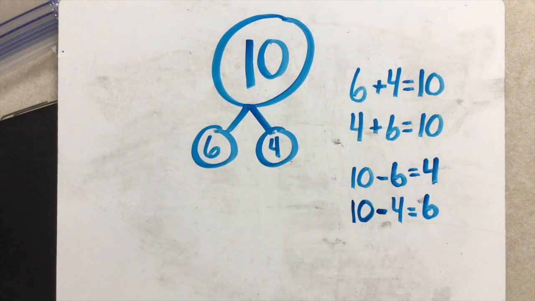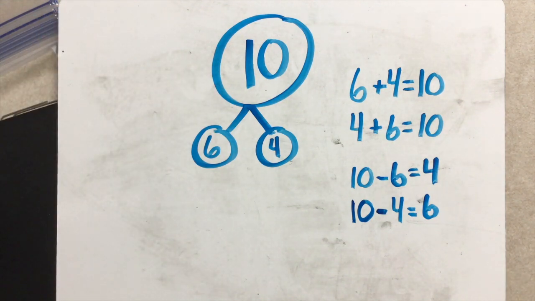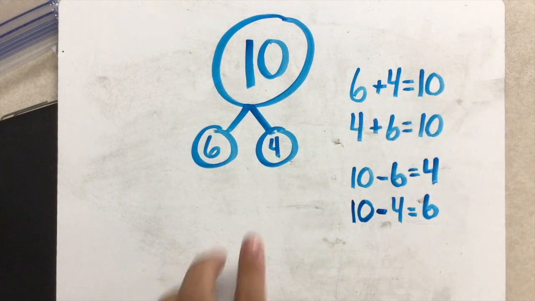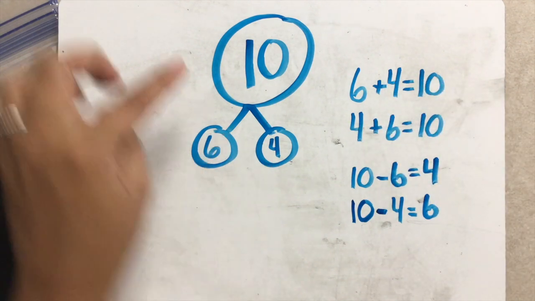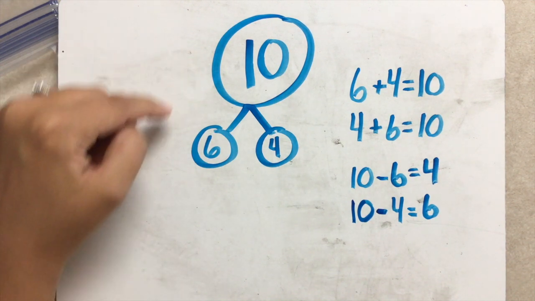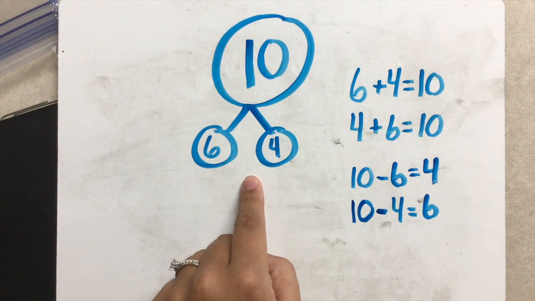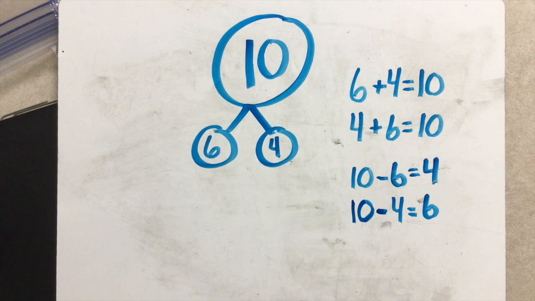Wow, look at that. We have made 4 equations off of one number bond. That is impressive. My plus equations are always going to start with the bottom and equal the top. And my minus equations are always going to start with the top, my biggest number, and take away one of these, and the other will be your answer.